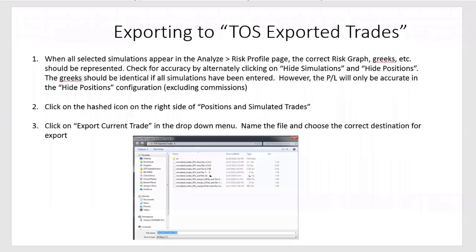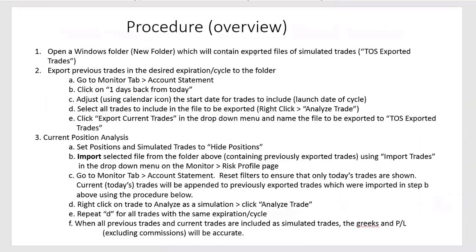Once you have made your selections and you're getting ready to export, you then click on the hash icon that I just showed you, and there will be a drop-down menu, and you'll want to export the current trade. When you do that, this menu will pop up. You'll have to name the file that you're exporting, and you have to select a designation, and that will be the folder that you would have made very early on, right up here.